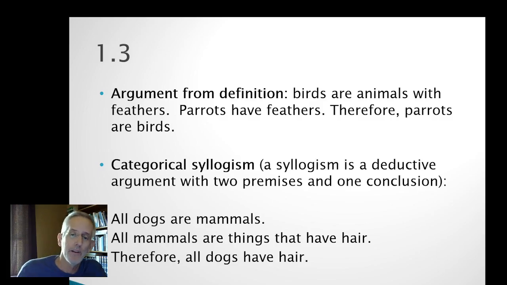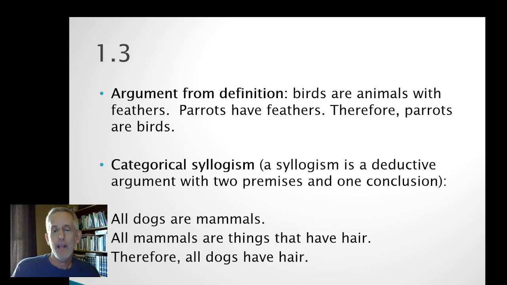And so later on in the semester, when we get closer to the end of the course, we'll look at some of the techniques Aristotle developed for evaluating categorical and hypothetical and disjunctive syllogisms, but we'll see that in more detail later. Okay, so here's an example of a categorical syllogism. All dogs are mammals. All mammals are things that have hair. Therefore, all dogs have hair. The argument couldn't have gone any other way. It would be impossible for you to believe that the two premises are true, all dogs are mammals and all mammals are things that have hair, and reject the claim that all dogs have hair.